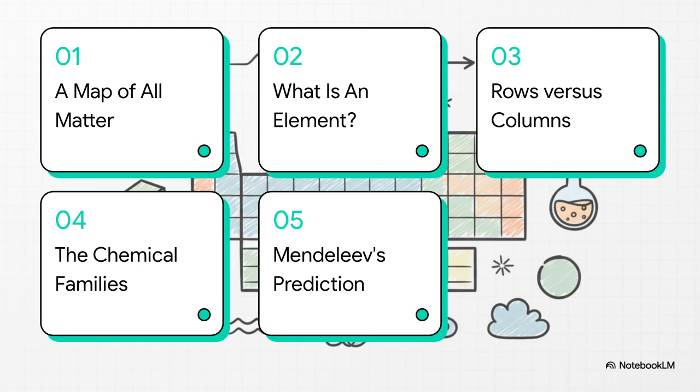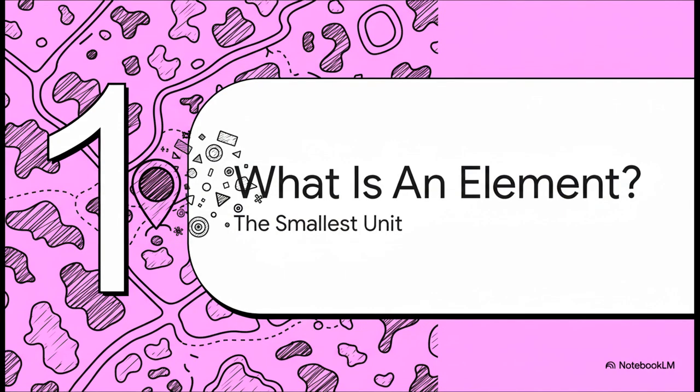All right, here's our game plan. We're going to start with the most basic unit on the map, the element itself. Then we'll figure out what the rows and columns are all about. After that, we'll uncover the secret of its chemical families, and finally, we'll get into the amazing story of the guy who saw the whole pattern before anyone else. Okay, first things first. Before we can even begin to understand the map, we have to understand what it's mapping. So let's zoom all the way in on a single point, the element.